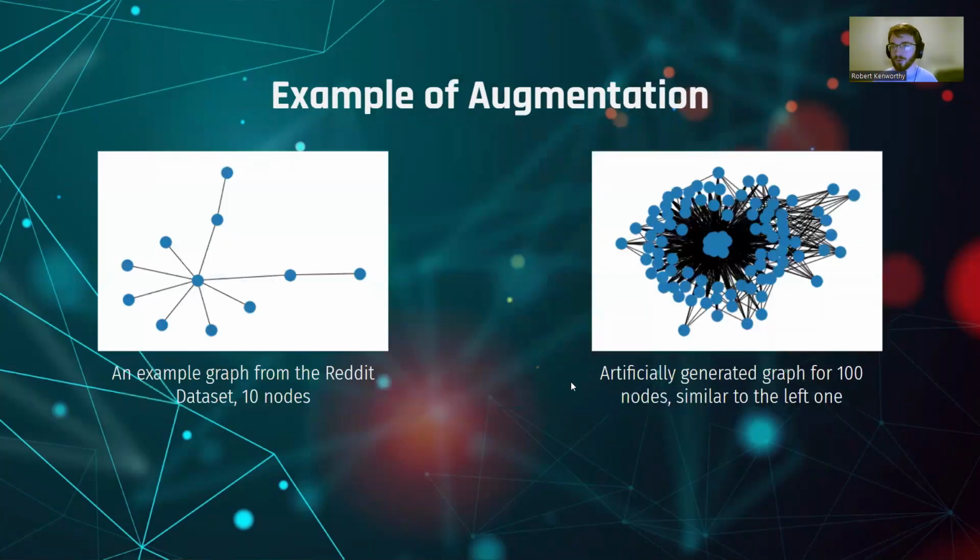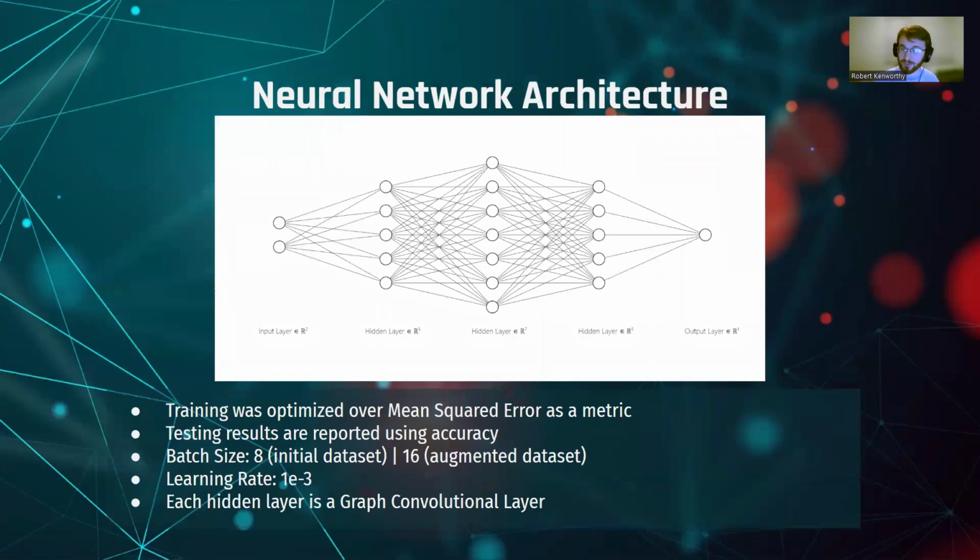Now let's talk about what we were actually able to do with augmentation. Here's an example. On the left, we have one that was pulled from the data set, and on the right, we have one that we generated. As you can see, the topologies are fairly similar, which shows that this does have some promise in order to make bigger graphs. Let's talk about the actual neural network.